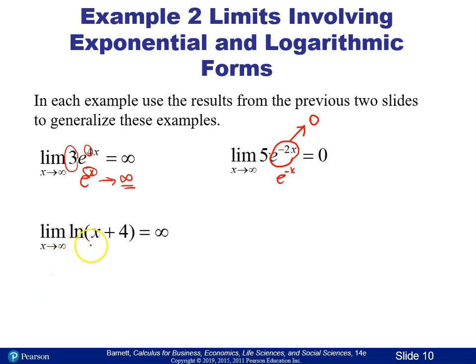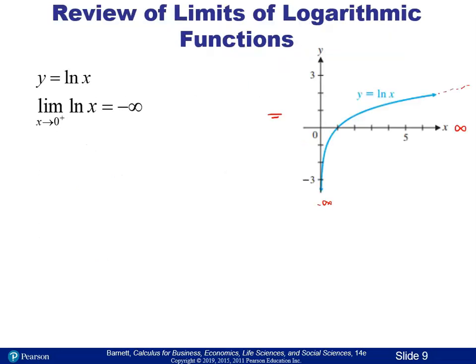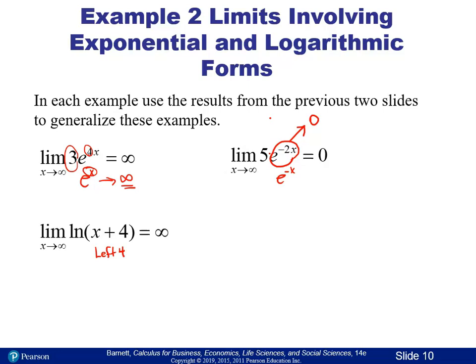Okay, this one, all this does when we put this plus 4 in here is it shifts it to the left 4 units. So it doesn't really change where it's going. Again, it might get there a little faster or a little slower, but it's not going to change it. So looking here, if we look at the limit as x goes to infinity of the natural log of x, it's going to infinity. So if I shift this to the left 4 units, which is what our problem called for, it's still going to go to infinity. It's not going to cause it to not go to infinity.